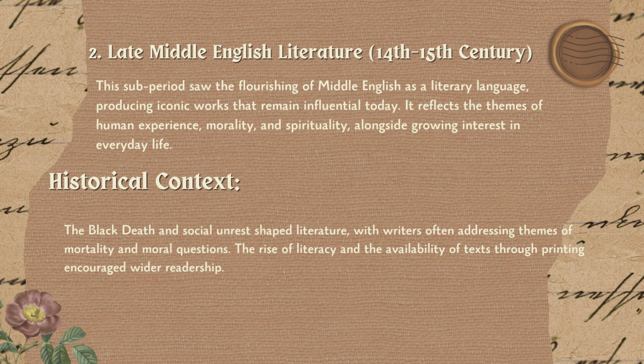This subperiod saw the flourishing of Middle English as a literary language, producing iconic works that remain influential today. It reflects the themes of human experience, morality, and spirituality, alongside growing interest in everyday life. Historical context. The Black Death and social unrest shaped literature, with writers often addressing themes of mortality and moral questions. The rise of literacy and the availability of texts through printing encouraged wider readership.